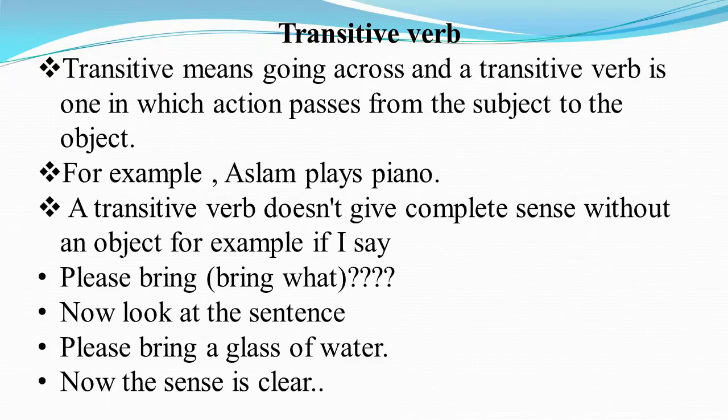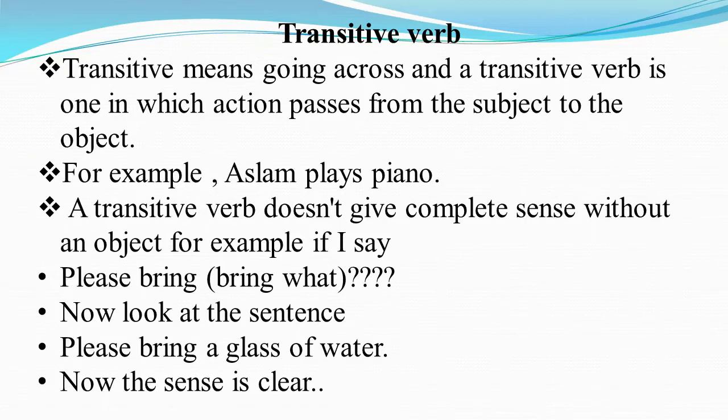Dear students, transitive means going across, and a transitive verb is one in which the action passes from the subject to the object. For example, Aslam plays piano. Here, the act of playing passes over from Aslam, that is subject, to the piano, that is object. Plays is therefore a transitive verb.